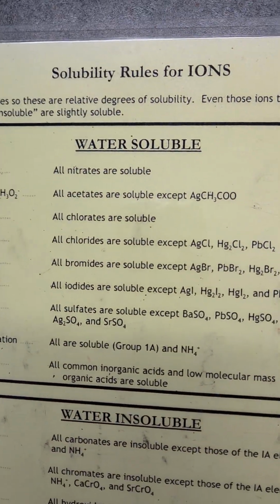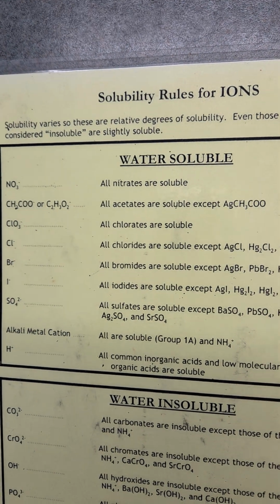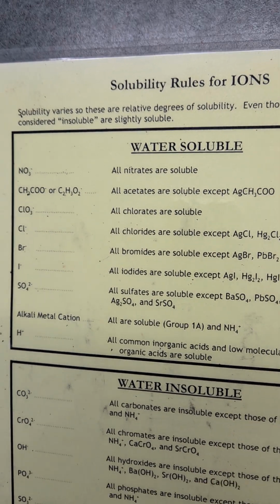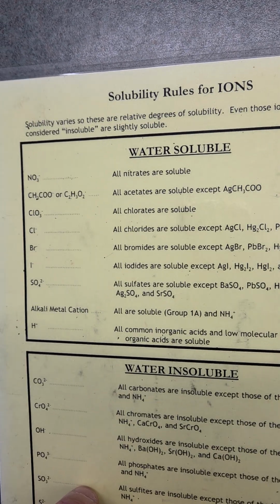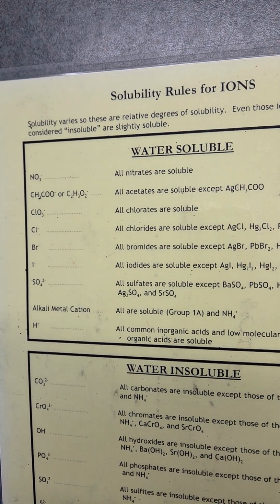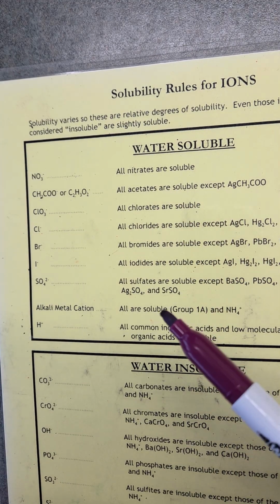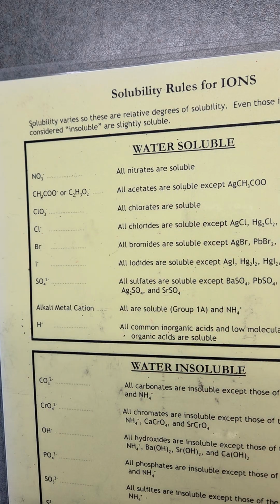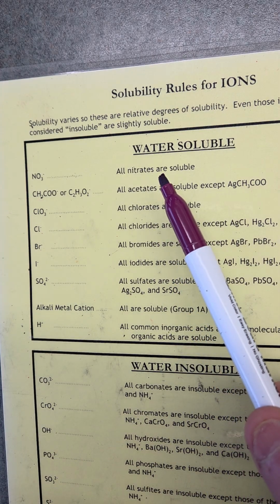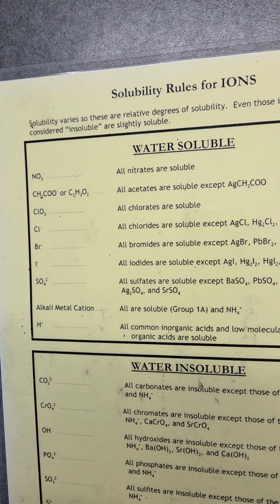And what we then do is we take a look at the positives that we put with them to see if they are an exception to the rule. So for example, if we take a look at this first one, nitrates, it says all nitrates are soluble, which means that any cation that we put with a nitrate, silver nitrate, lead nitrate, even sodium nitrate, we would be able to dissolve this in water. So there's no exceptions to the rule.